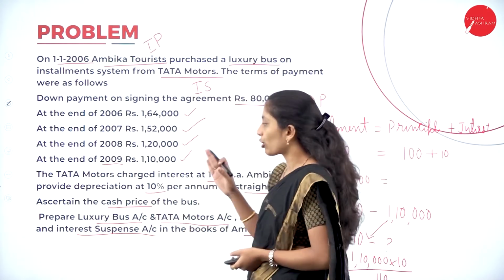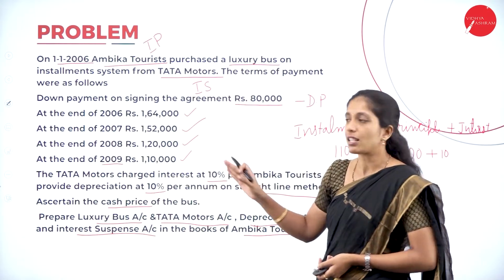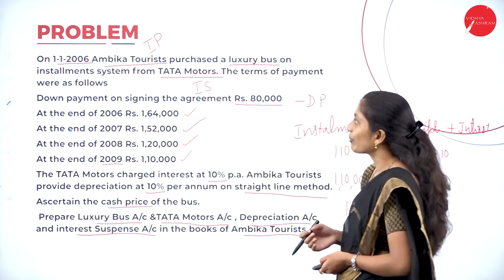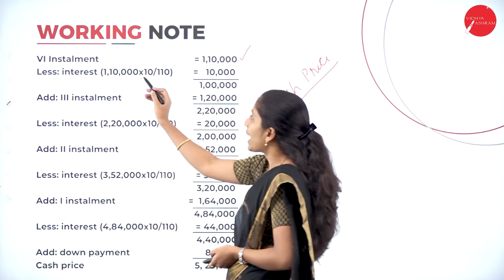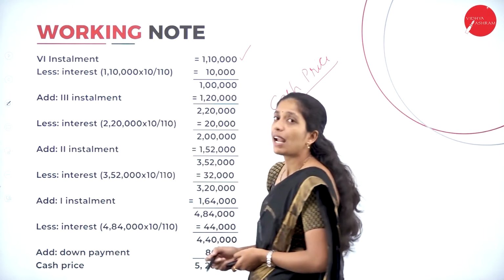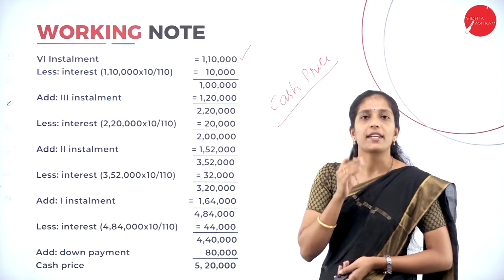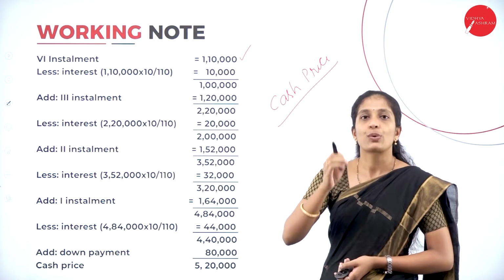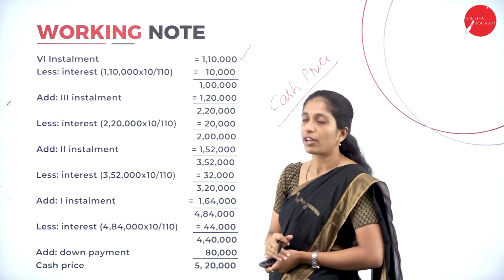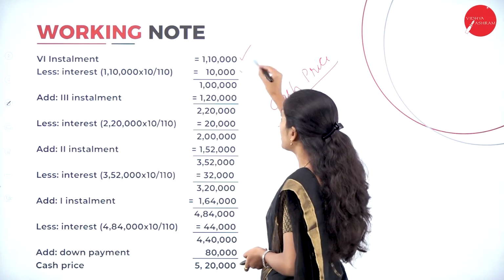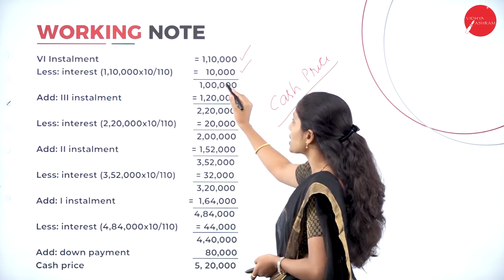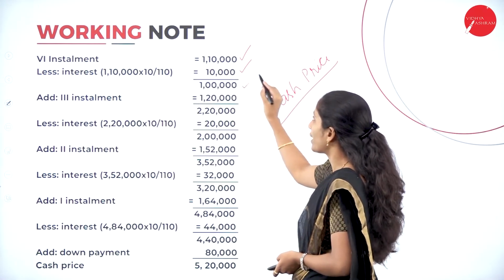Why do we have to cross multiply like this? Because this installment amount includes interest also. So, let us calculate: 1,10,000, the fourth installment, into 10 divided by 110. We are not dividing it by 100, we are dividing it by 110 because it is inclusive of interest. When you calculate, you will get 10,000. So, the fourth installment is 1,10,000 minus interest, and we'll get 1 lakh.